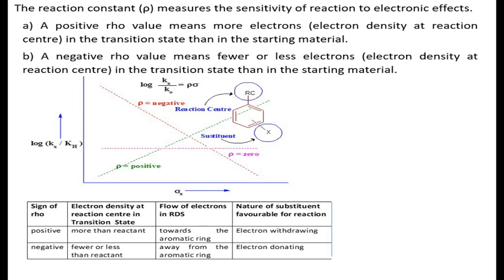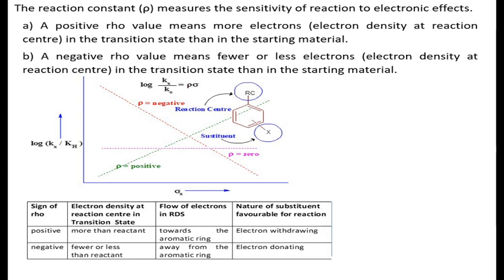Now, oppositely, when the sign of rho is negative, when we get a plot which contains this red colored line, rho negative, that means what? The electron density at the reaction center in the transition state is less than the reactant. Then the flow of electrons in the rate determining step is away from the aromatic ring, as the electron density is reduced at the reaction center.